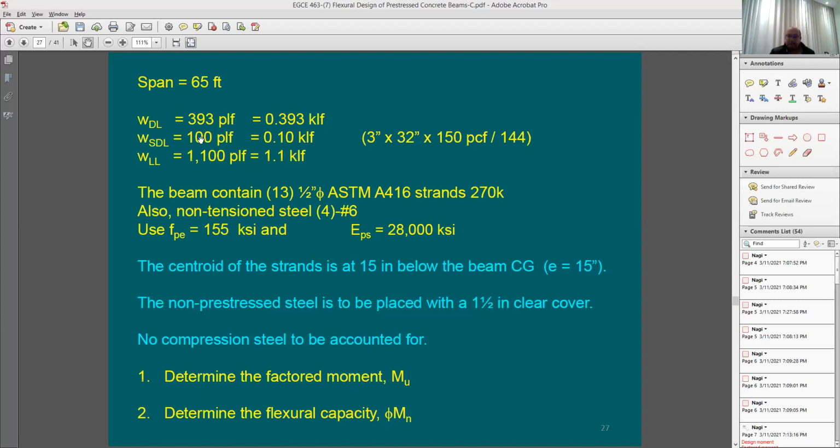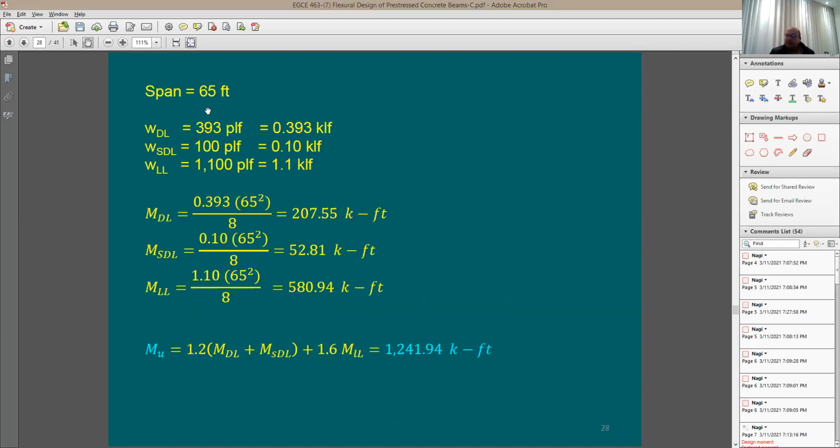Okay. I have dead load, I have superimposed dead load, I have live load. I can figure out the moment, which is going to be very similar to what we have done in the previous slide. Exactly the same numbers. So moment due to dead load is here, due to superimposed dead load is here, due to live load is right here. Now, ultimate moment is going to be equal to 1.2 dead plus 1.6 live.